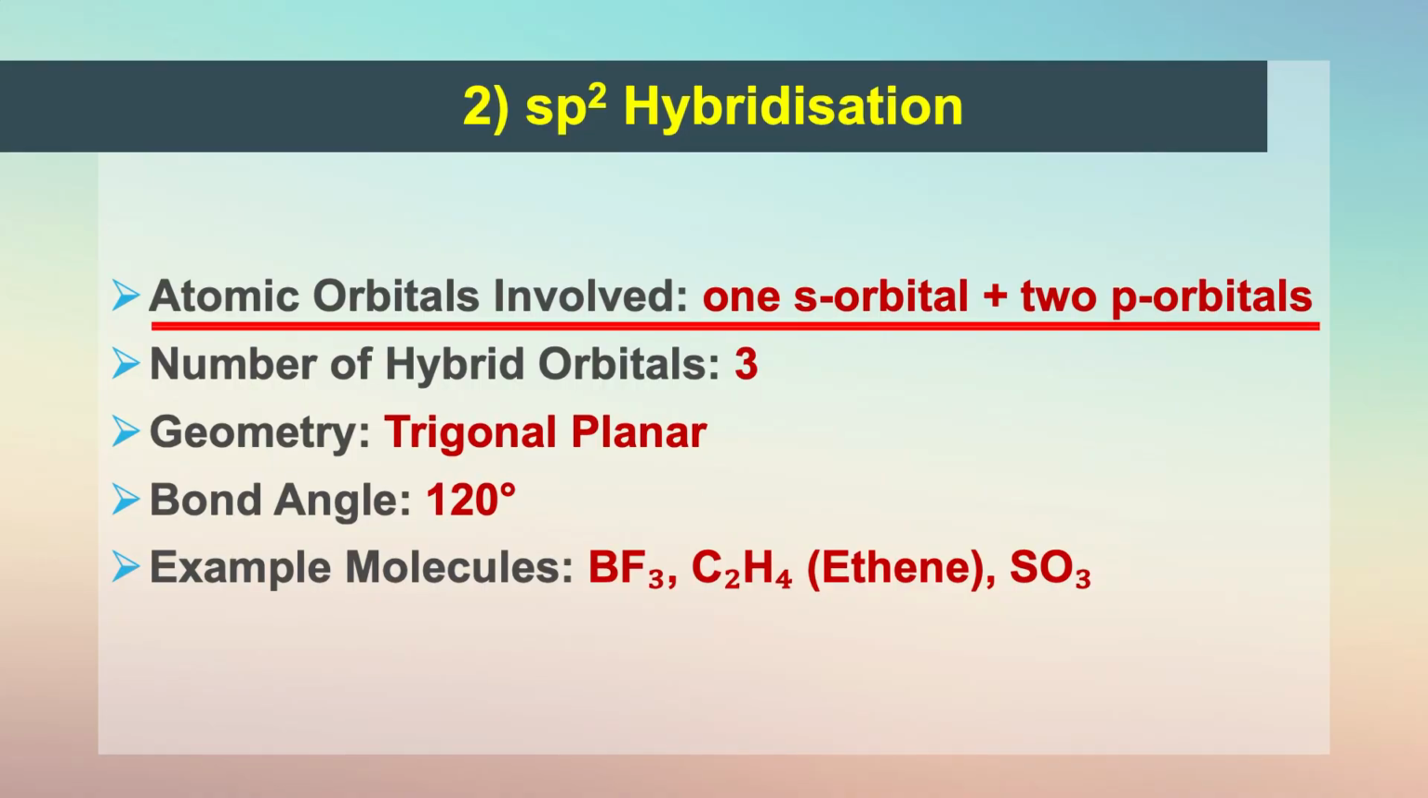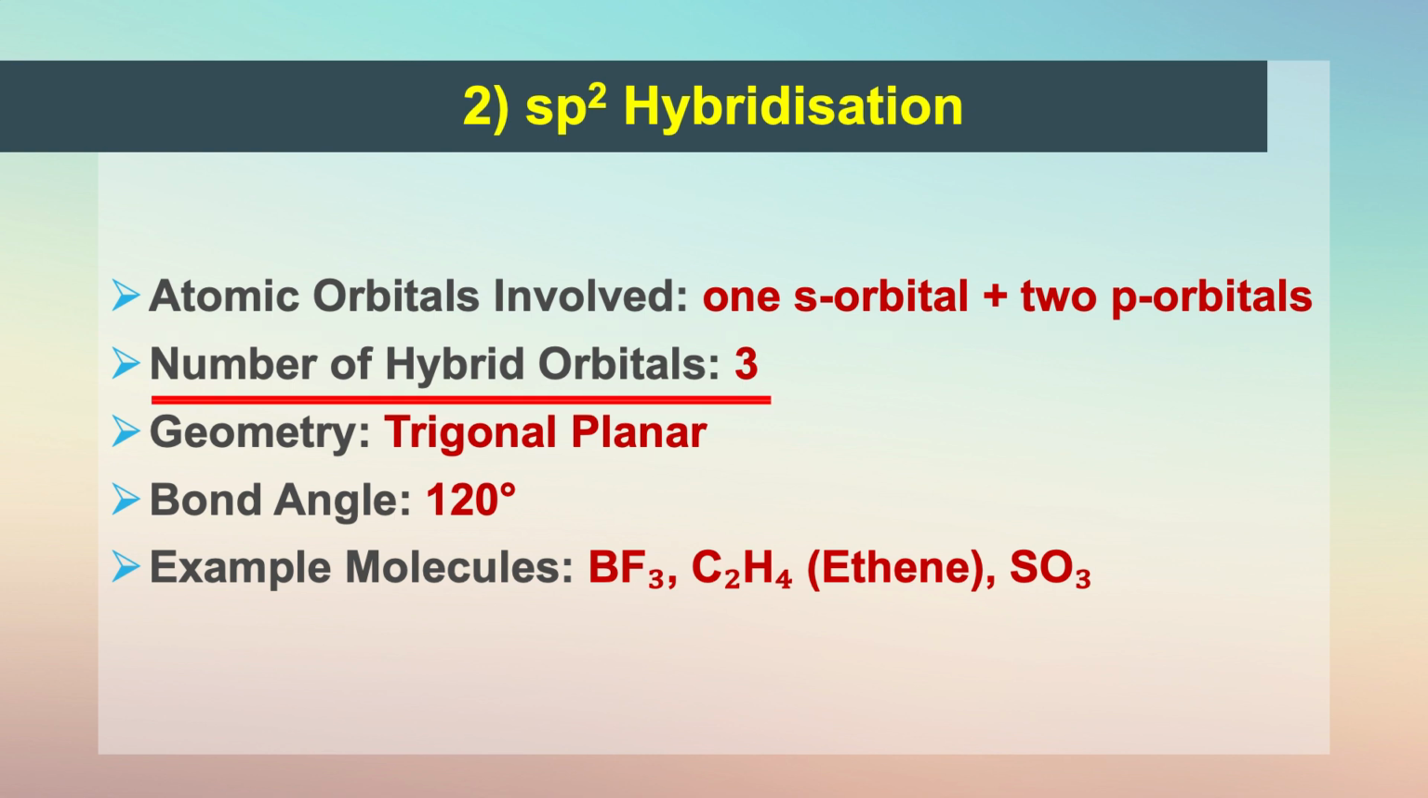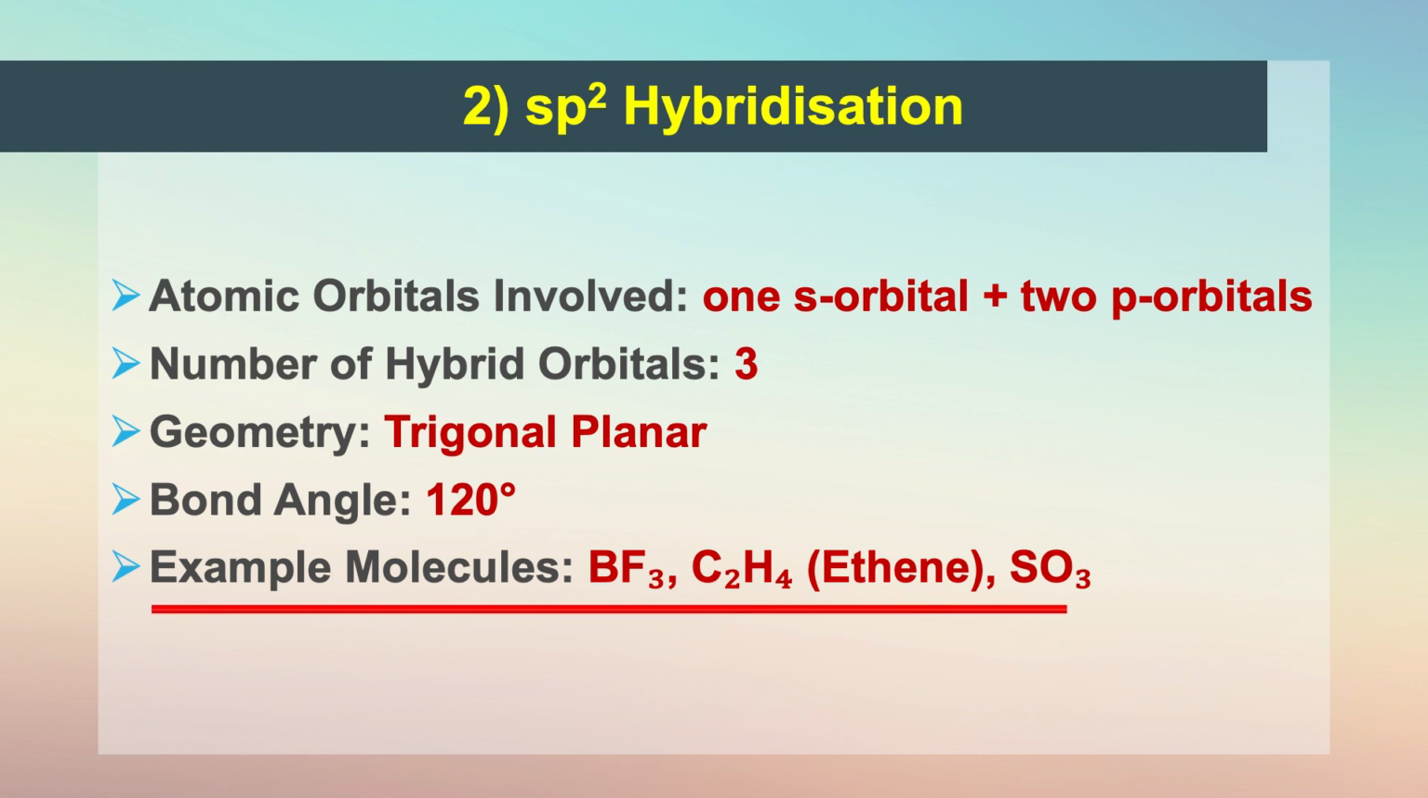The atomic orbitals involved here are one 1s orbital and two 2p orbitals, so a total of 3 orbitals take part in hybridization. As a result, the number of hybrid orbitals produced will be equal to 3, and the preferred geometry will be trigonal planar geometry, with a bond angle of 120 degrees. Examples include boron trifluoride, or any boron halide, can be taken as an example.